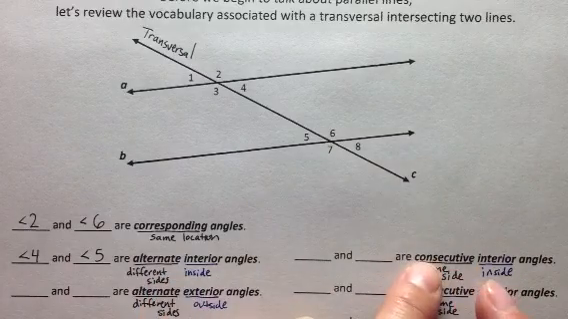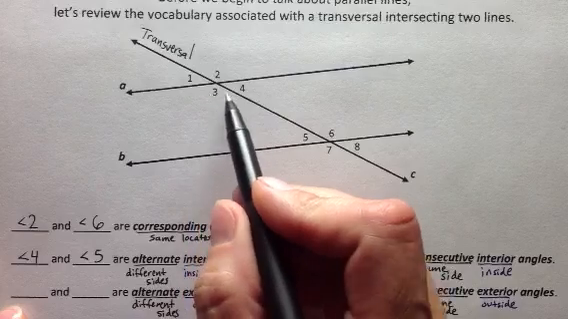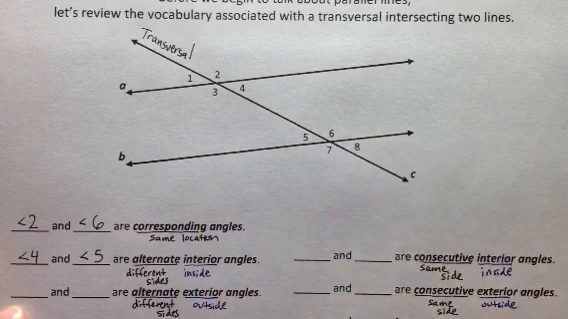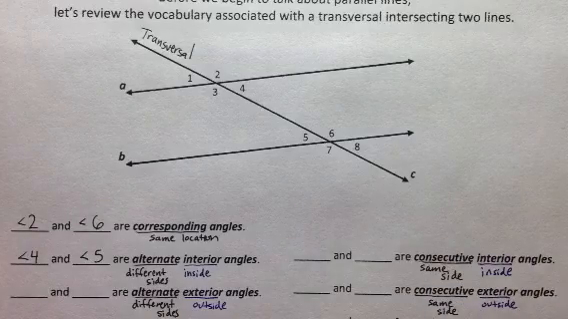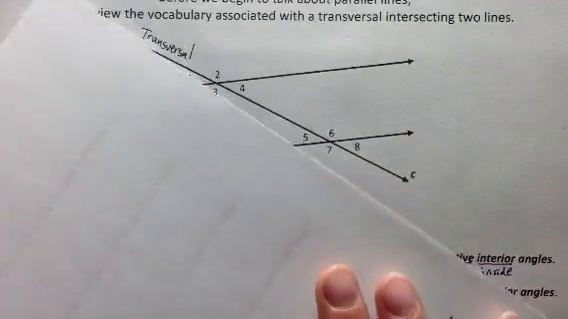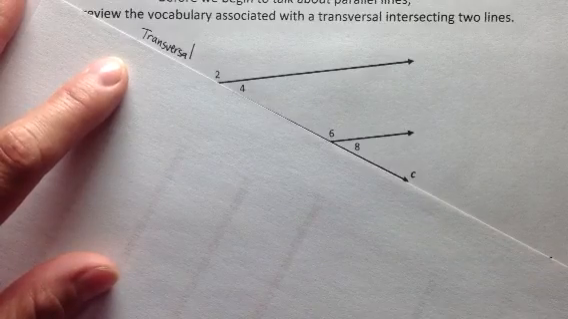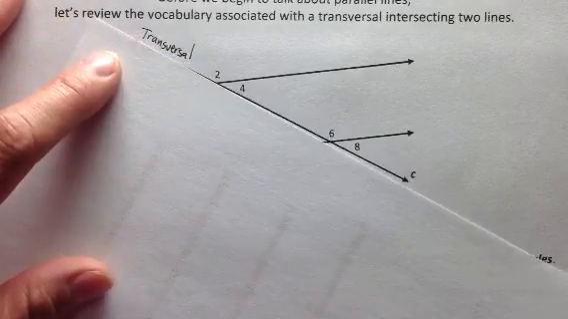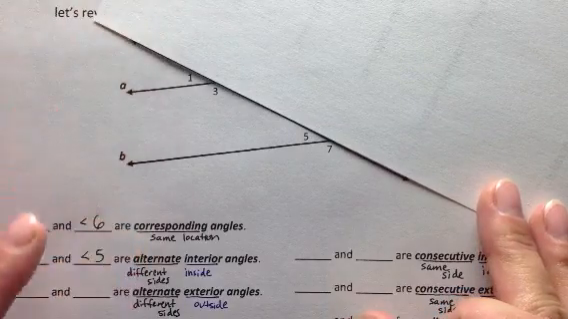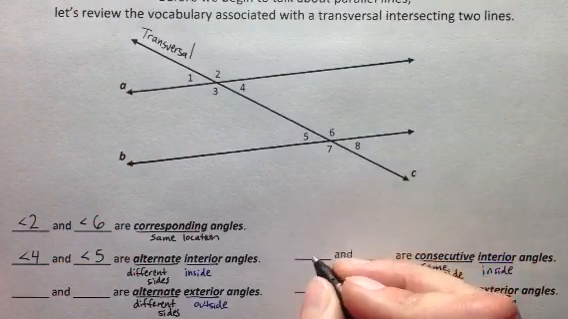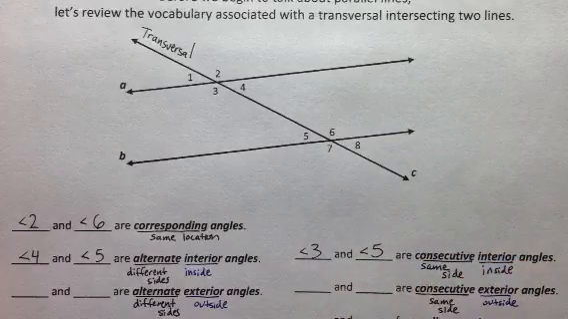Now consecutive interior angles, those are going to be on the inside, so again we're looking at 3 and 4 are interior, 5 and 6. But this time they're going to be on the same side of that transversal. So for example, on the interior there we've got angles 4 and 6. Those are consecutive interior. Or if I look on this side, I've got 3 and 5. So 3 and 5 would be considered consecutive interior angles.